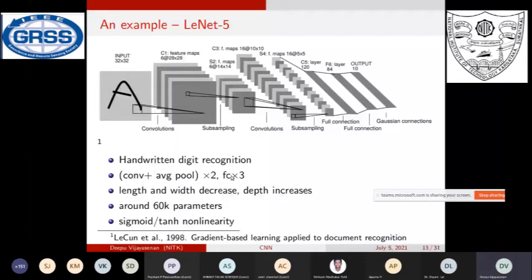So the first layer actually has 6 convolutional filters that are 5 cross 5. Since it is 5 cross 5 and there is no padding, the next layer will be slightly smaller, minus 4 basically. That's why this is 28 cross 28. Since there are 6 different filters, there are 6 such 28 cross 28 images.